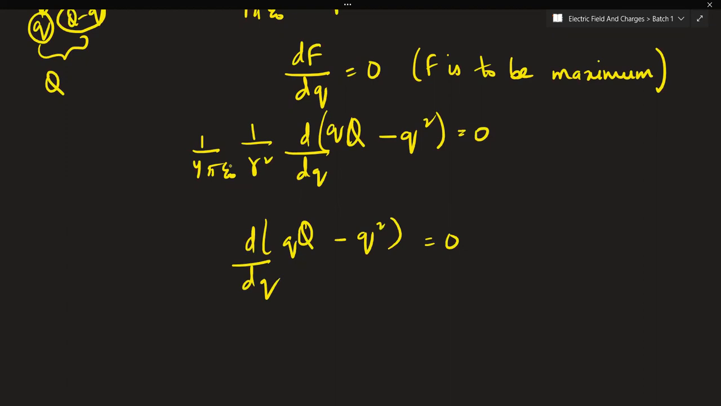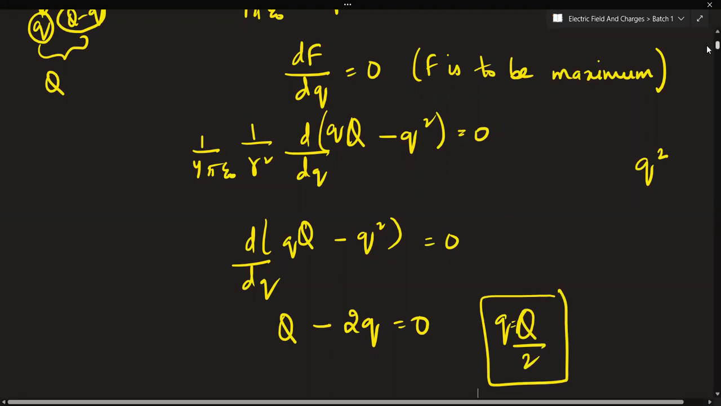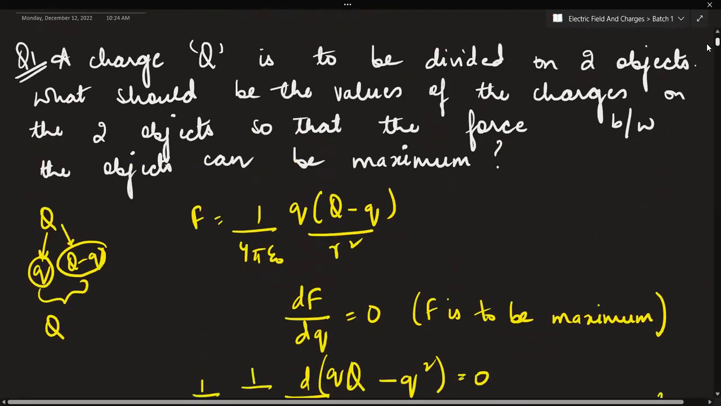Now class, when you're differentiating this term, small q and capital Q, from here small q is variable, capital Q is constant. So capital Q will come out minus q to the power 2, that will be 2q equal to 0. So this small q will be equal to capital Q by 2. Okay, note it down. Some more numericals we'll see.